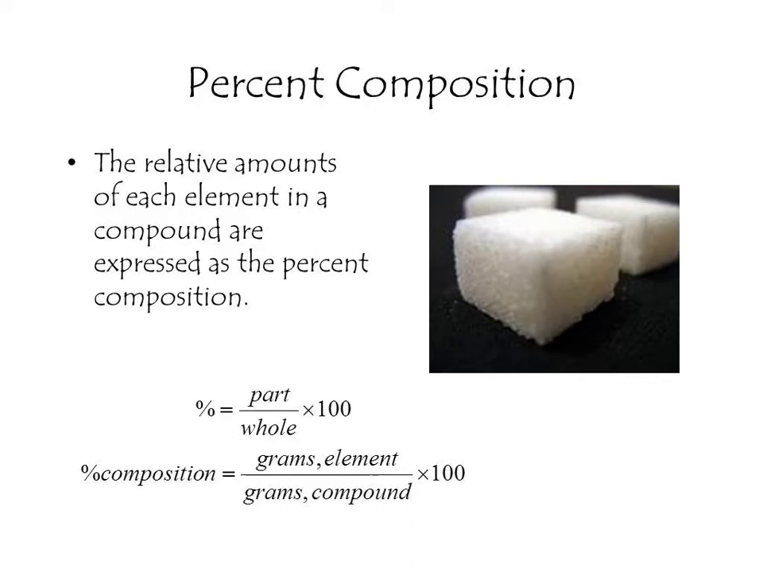It is the relative amount of each element present in a compound. And you would take the molar mass of the compound, and you would take the mass of each element and divide it by the molar mass of the compound times 100%. And that's what this equation right here indicates.